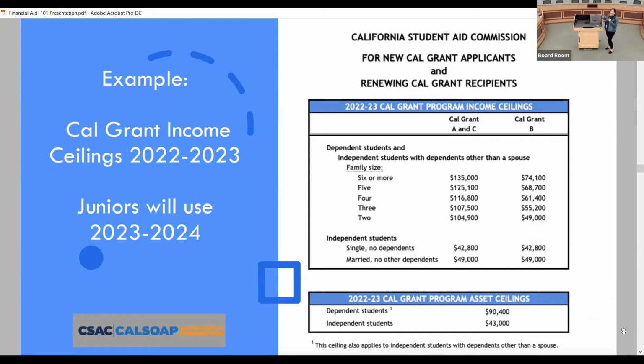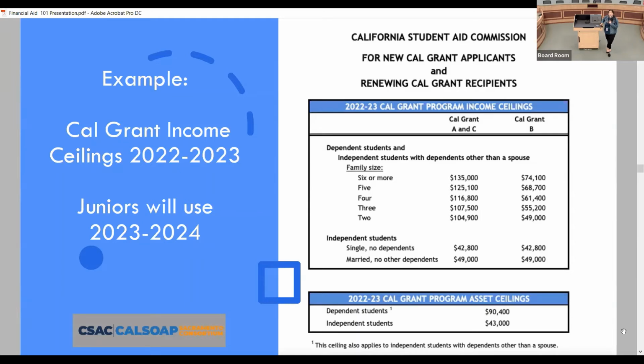So right now, if I was a senior and I was a family of 4, my family can make up to $116,000 for a Cal Grant A or C. For a Cal Grant A, remember, I have to have that 3.0, okay? Now, if I was a family of 4 and I had a 2.0 or higher and lower income, my family can make up to $61,000. So this is an example for you to see what that guideline looks like.